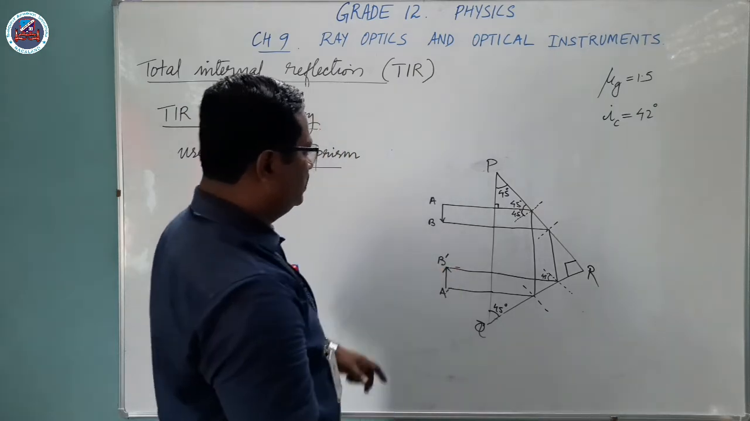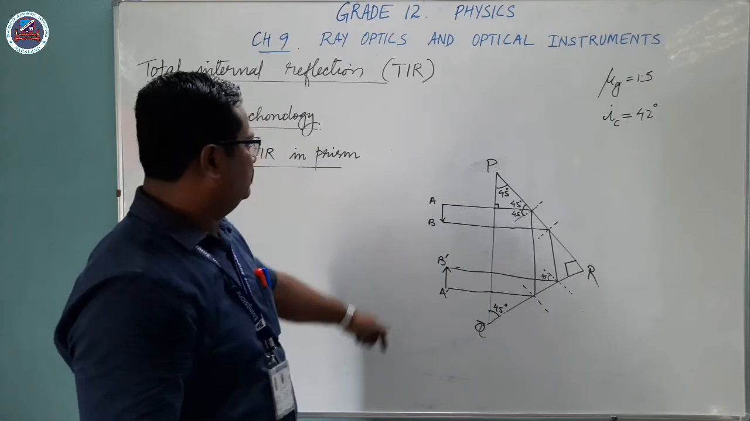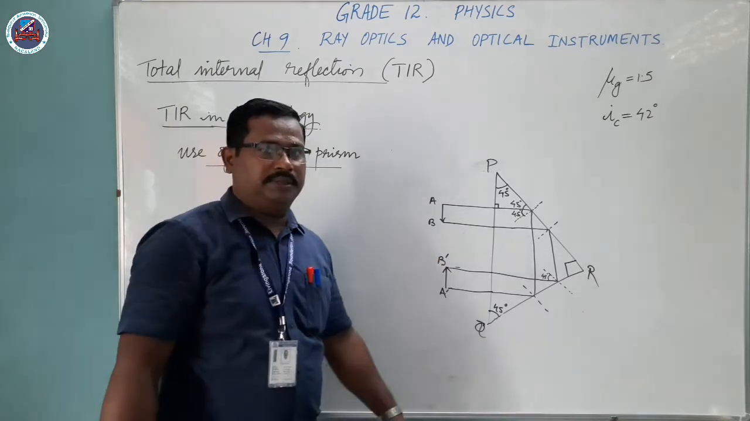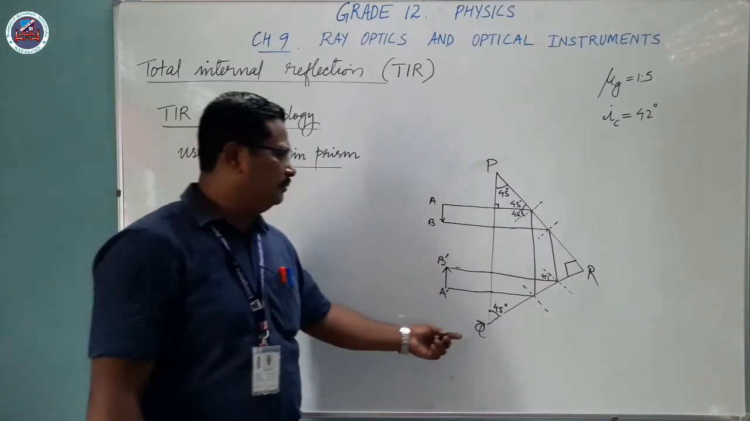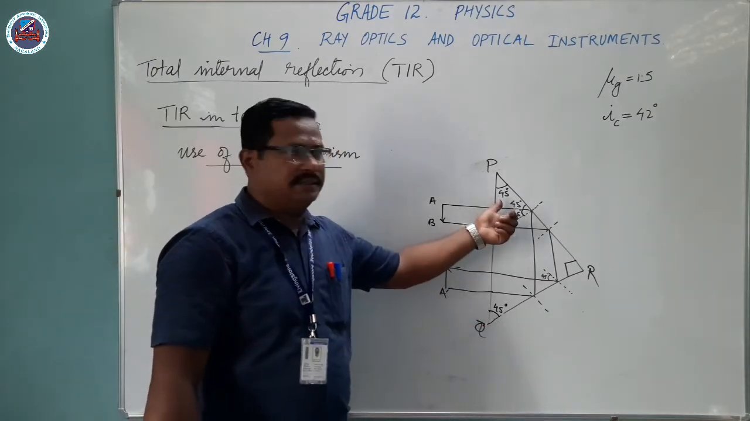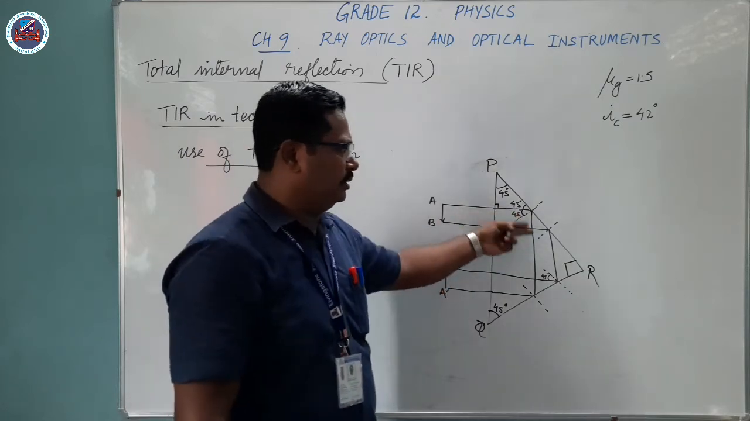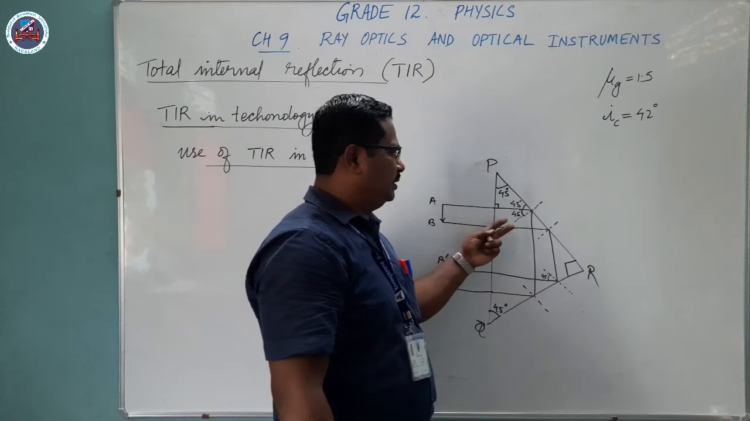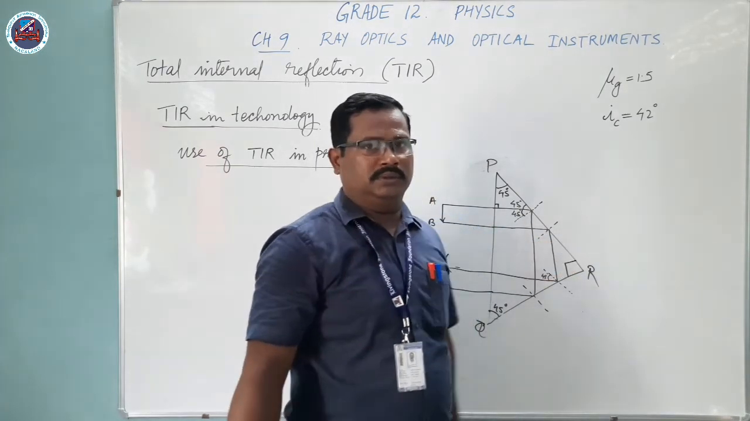So likewise, like this, we can make the inverted images as erect ones in a right angle isosceles prism. Here sometimes some numerical problems, let us do and see. They may give the angle different here. Let us calculate and find out whether the light will undergo total internal reflection or whether the light will go away out of the prism. We will come to know.